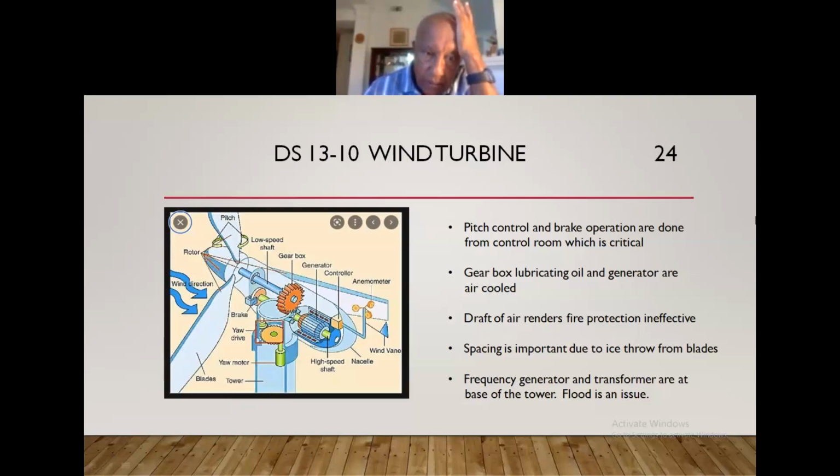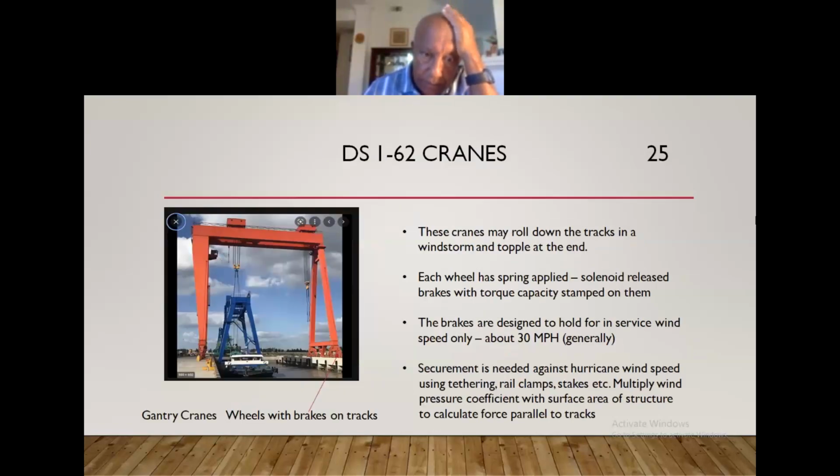Go to the next slide, please. This is my last slide. This is a gantry crane. These are used in industry all over the place, and this one is a small crane. I found this picture to show what I wanted to share with you. These gantry cranes are mounted on wheels and run on tracks to and fro. Every wheel is driven by an electric motor, and on every motor shaft there is a brake. The brake is spring applied and solenoid released.